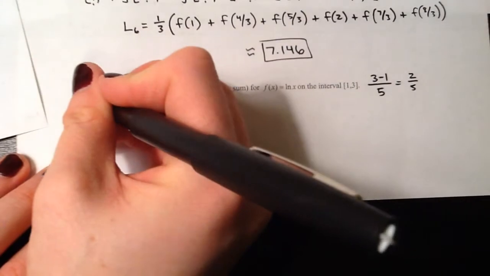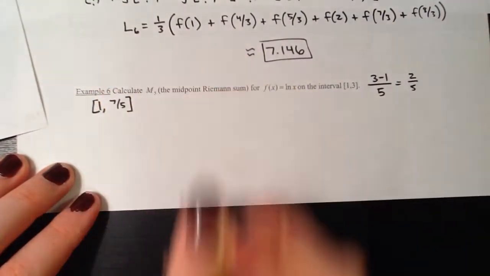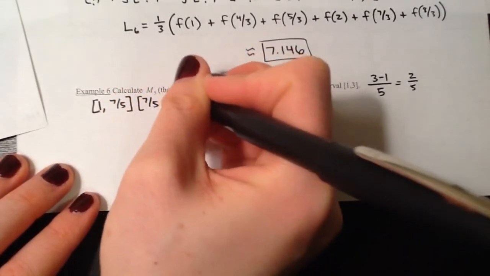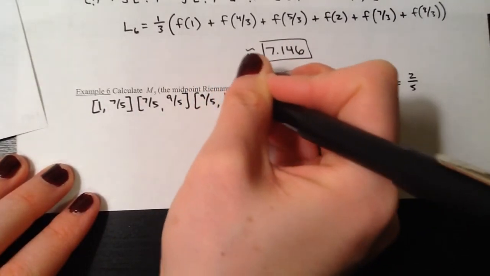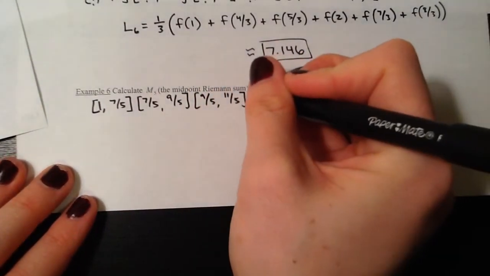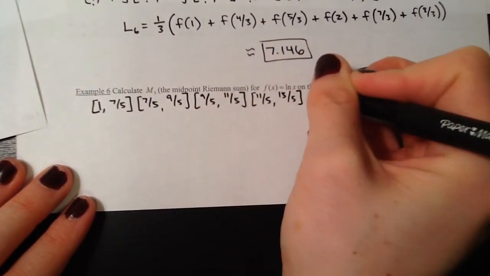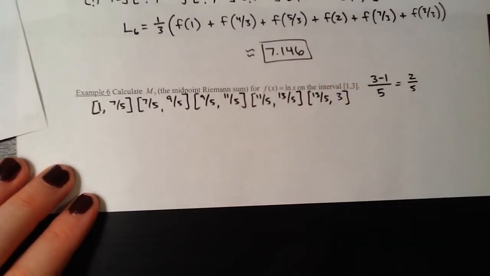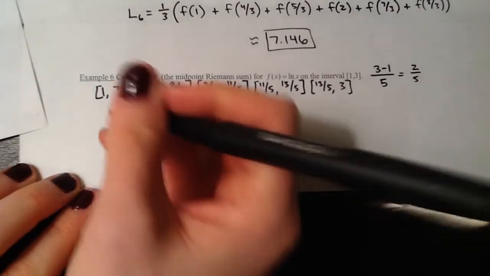So our first interval goes from 1 to 1 2/5. And then from 7/5 to 9/5, from 9/5 to 11/5, and from 11/5 to 13/5, and from 13/5 to 15/5, which is 3. Okay, so 5 different intervals there. Now the midpoint means we want the halfway in between point. All right, so I'll show you how to set this up.